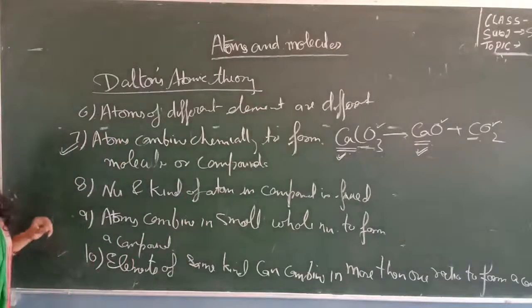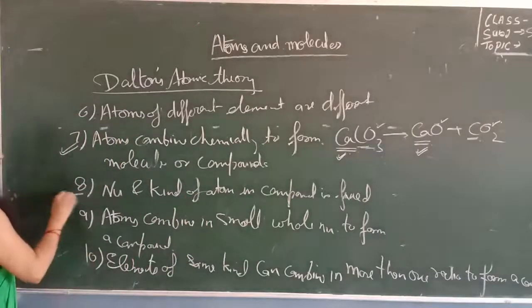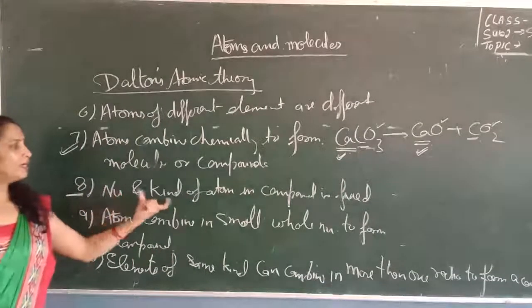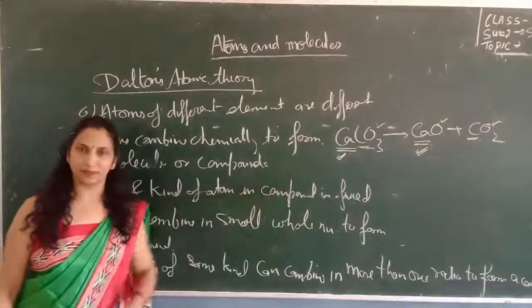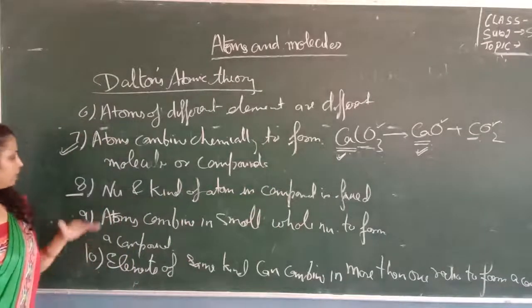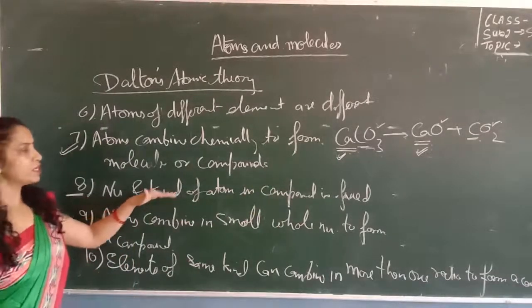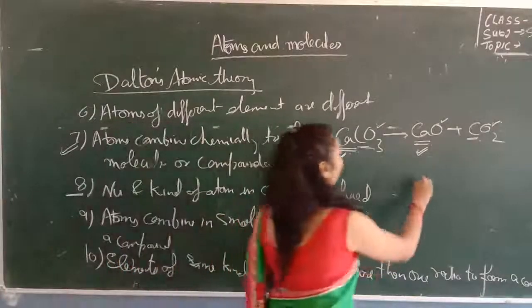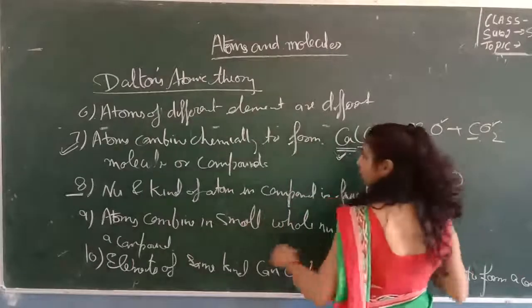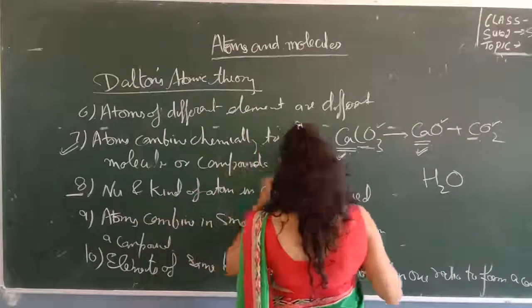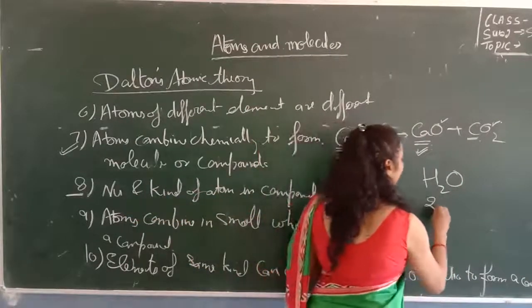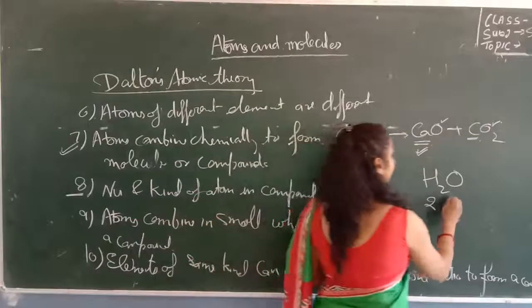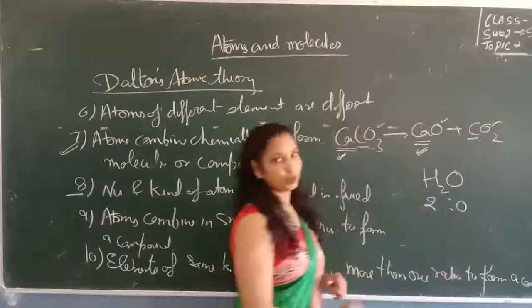We can understand this by taking this theory: the number and kind of atoms in a compound is fixed. If the number and the kind of atoms are fixed in a compound, take water as an example. According to Dalton, the number and kind of atoms means the number of hydrogen atoms is 2 in a water molecule, and oxygen atoms are only 1 in a water molecule.